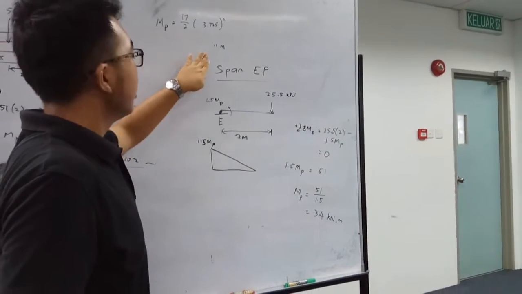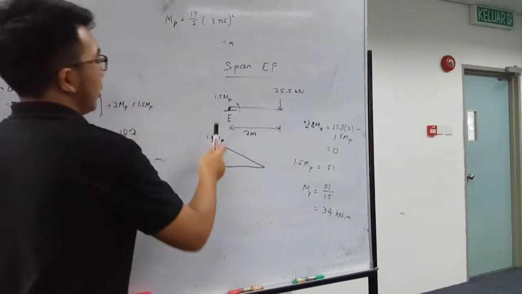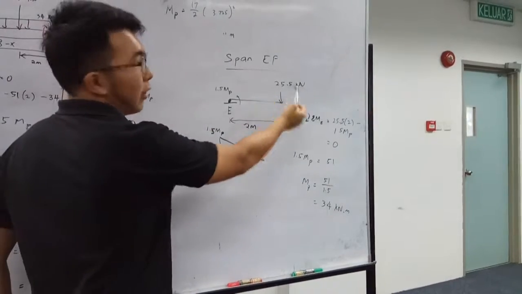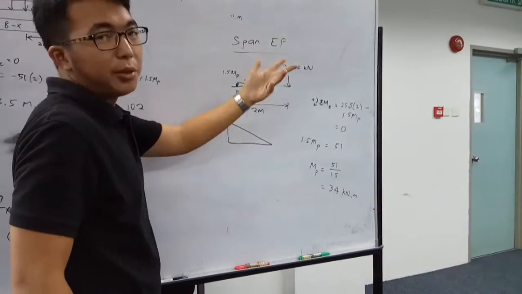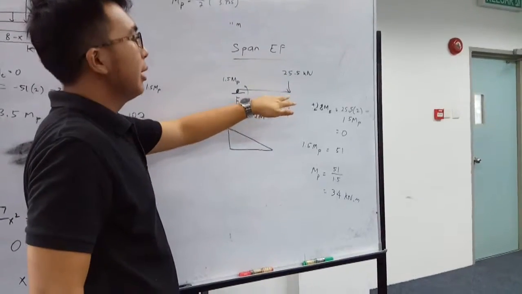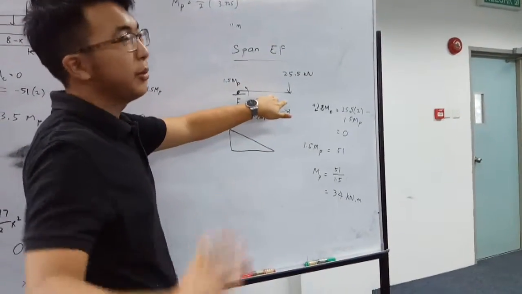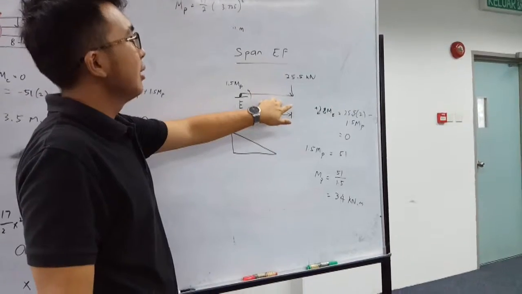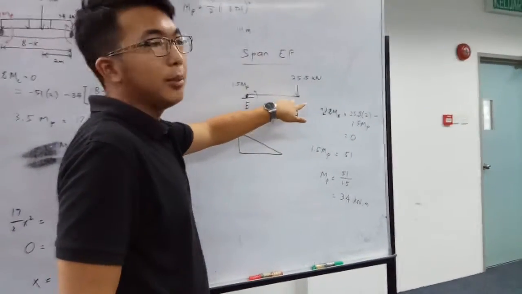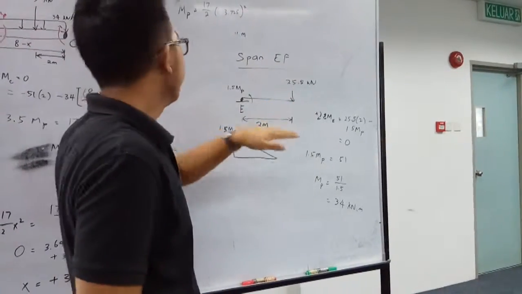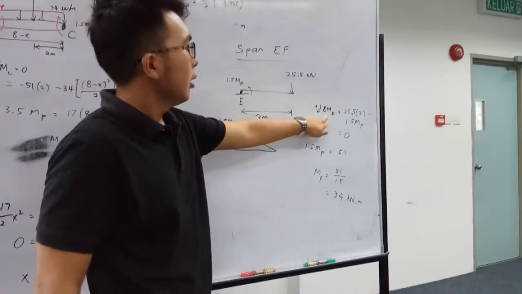So last part, we'll move on to span EF. So this is a three-point diagram, rough idea of the span. There's not much to calculate. You just, no difficult methods to do it. Just analyze it statically. So here we go.